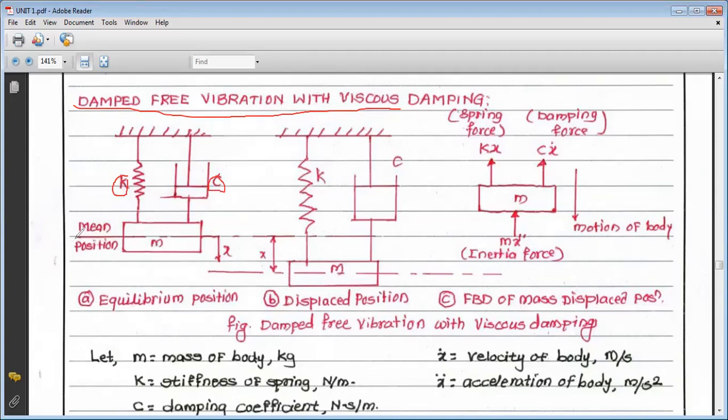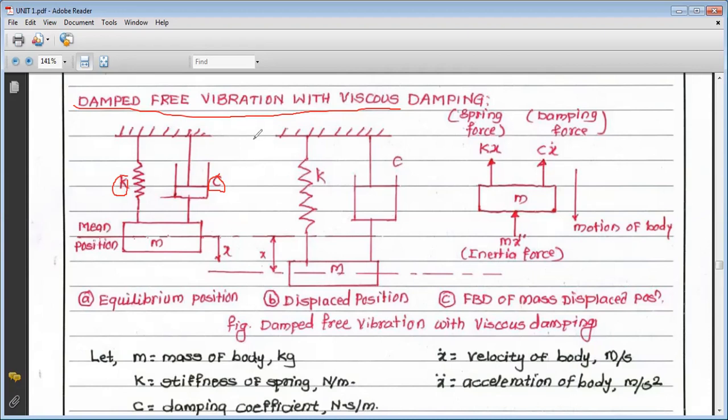Now this is the mean position of the mass, and from this mean position we displace the mass to a displaced position through a distance of x, that is the displacement. This is the mean position or equilibrium position of the spring mass damper system.